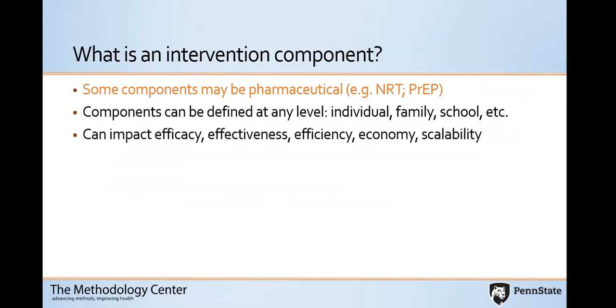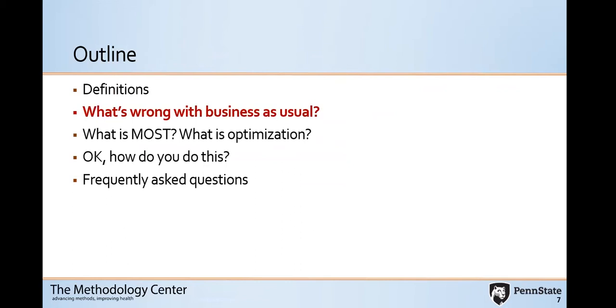And this is maybe obvious, but I think it's worth saying that components can affect not only the efficacy and effectiveness of an intervention, but also its efficiency, its economy, and its scalability. Okay, so those are some basic definitions. What's wrong with business as usual?